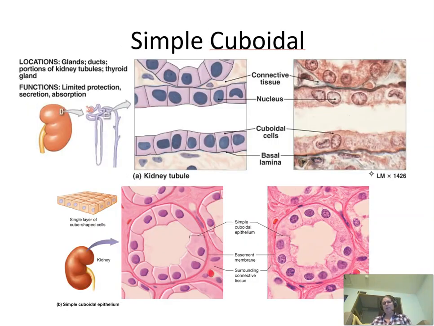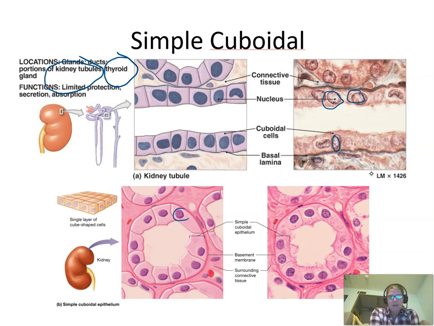Okay, how about one layer of cuboidal? Well, what you're going to do is look for that big fat nucleus. See the large nucleus? That'll give it away for you, even if you can't see all the cell membranes. So these are roughly cube-shaped cells. And because they have more space, they're going to be doing more stuff. And in fact, what they tend to do is more secretion. So you tend to find these in your thyroid gland and your kidney.